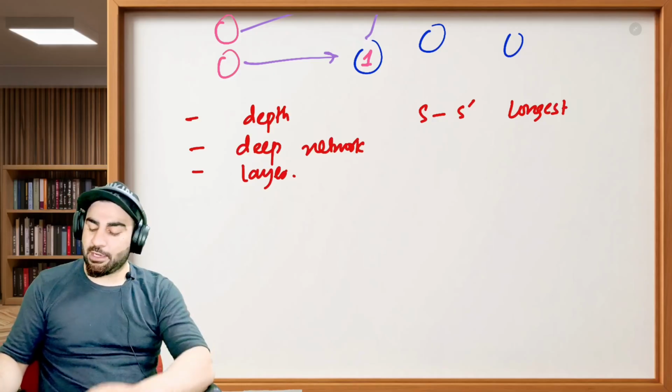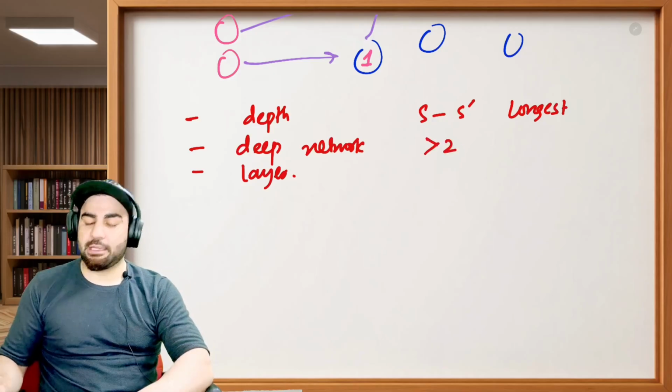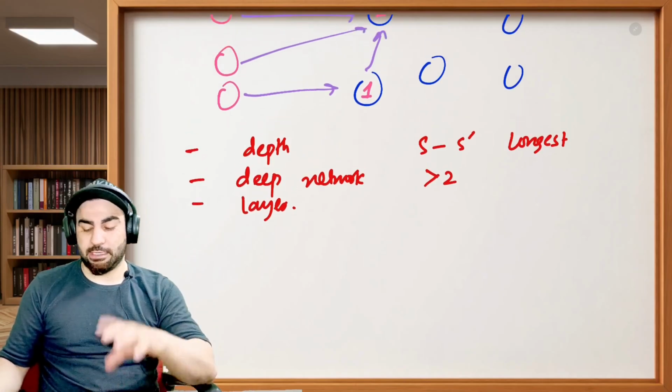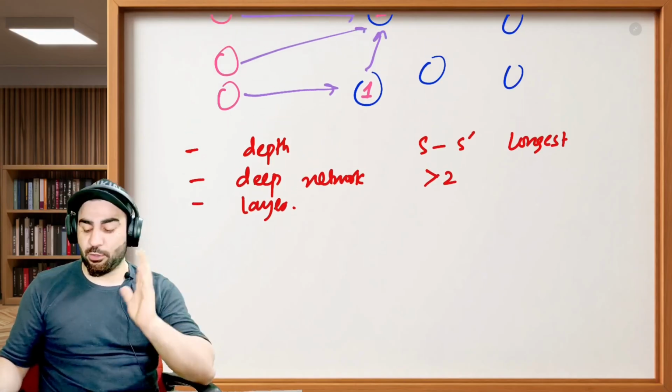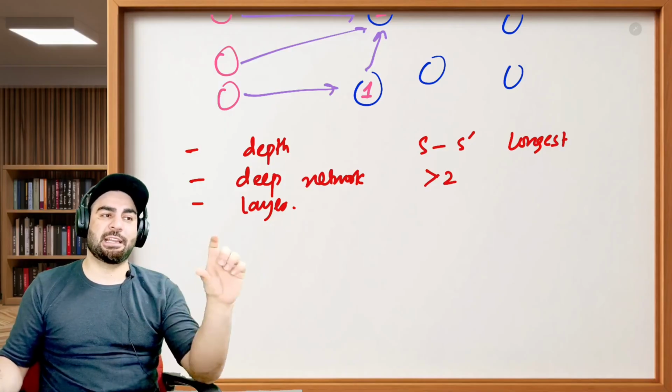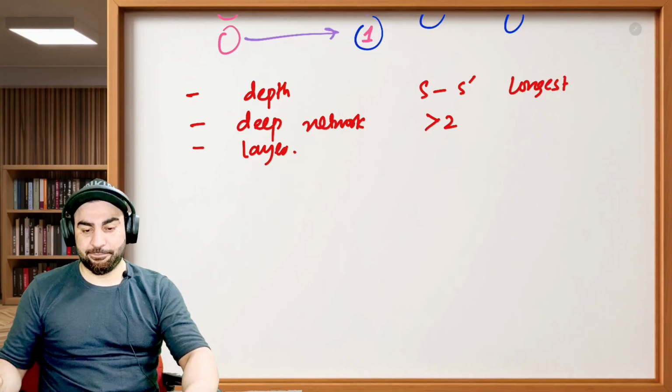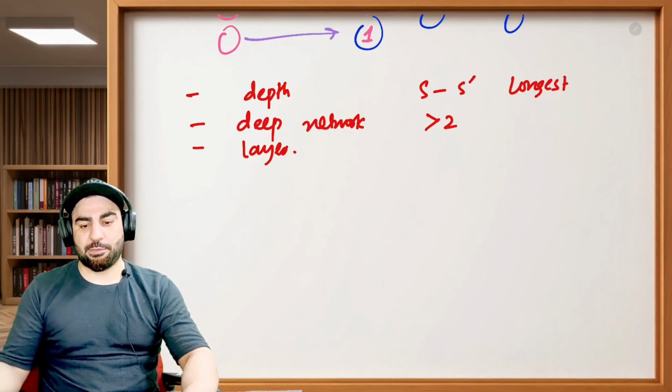What is a deep network? If the network has greater than 2 layers, that is, when the depth of the network is greater than 2. And how is a neuron assigned a layer? Whatever is the depth of the neuron, it will be assigned to that layer. Is it clear? These are the basic definitions which you should remember before the subsequent discussion.